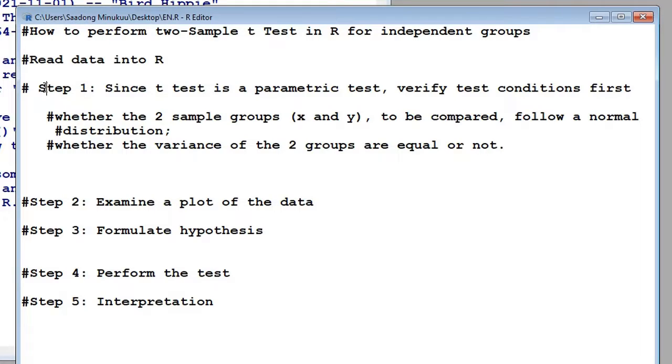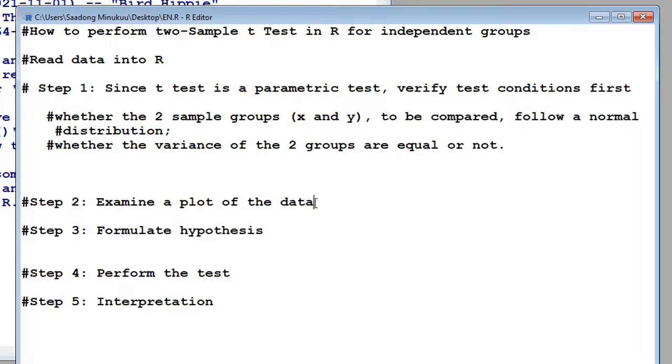equal variances. Alright, and after you have verified that the conditions are met, now you're going to explore your data by graphical representation. Since here we are interested in comparing means, that's why we are doing a t-test: the mean of population 1 as compared to the mean of population 2.